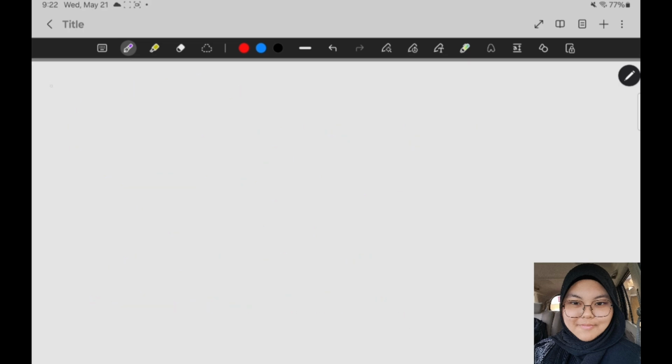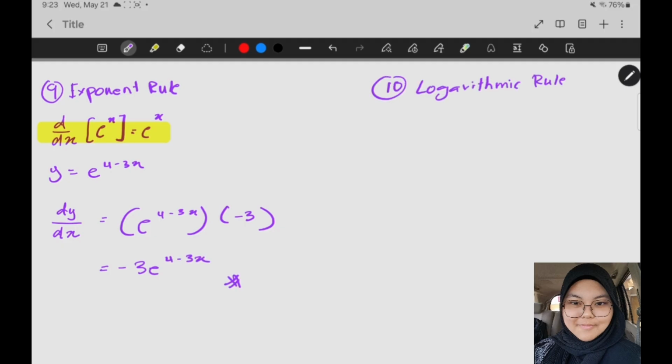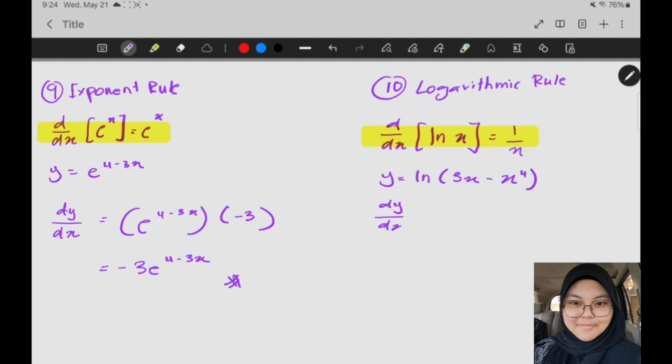Next up is the exponent rule. In the exponent rule, you just need to multiply the exponent with the constant of x. Then that's it. We get the answer. The last rule we have here is the logarithmic rule. Here, you just need to multiply 1 over x with the constant of x.